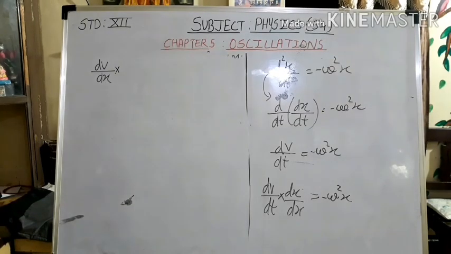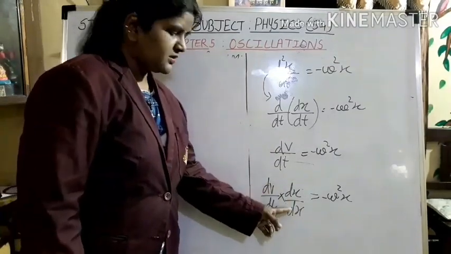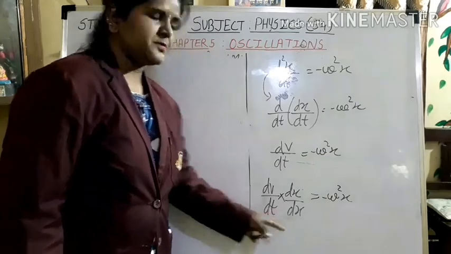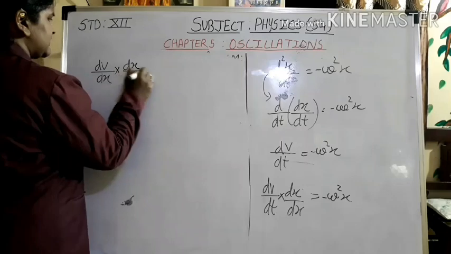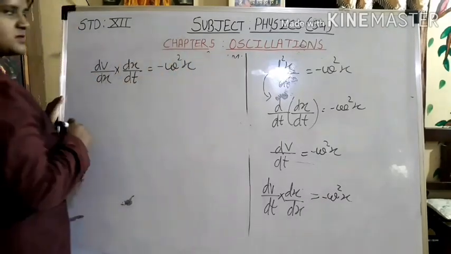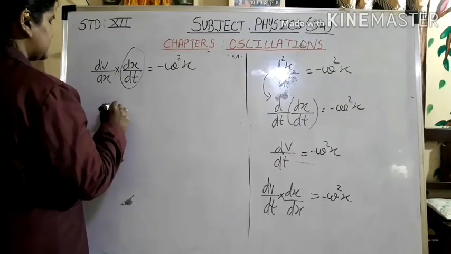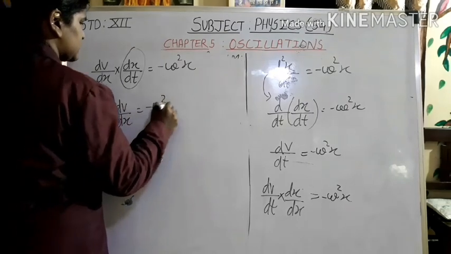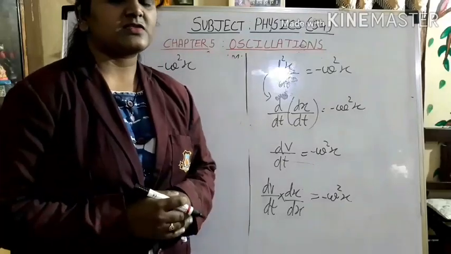So I am just rearranging these terms. As you can see, dx and dx over here, I will just give this dx to the denominator and dt to here. So dv by dx into dx by dt is equal to minus omega square x. Now what is this? Again, this is v. So I can write this equation as v dv by dx is equal to minus omega square x.